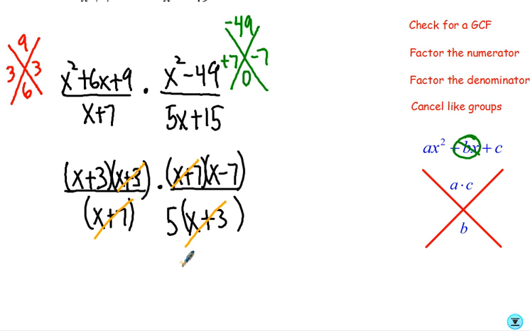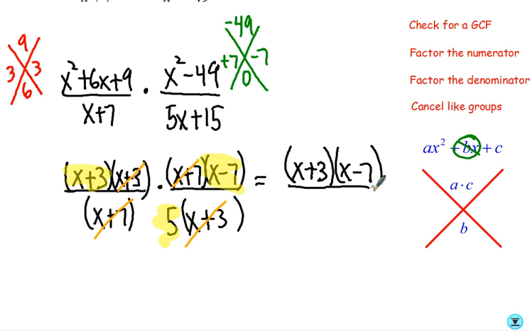I'm just going to highlight what I've got left over. Looks like I've got an x plus 3 left over, a 5, and an x minus 7. So let's put all that back together. So I would have x plus 3 times x minus 7 over 5. And that would be my final answer.